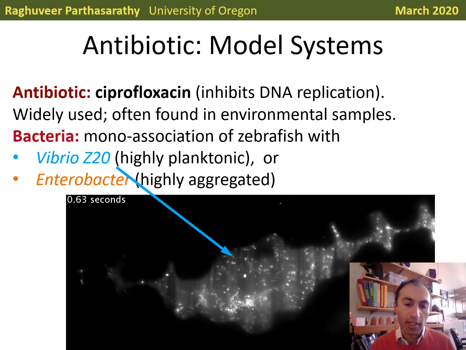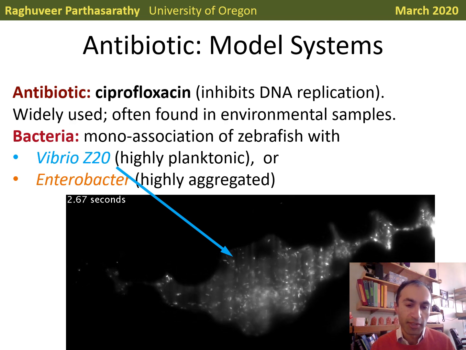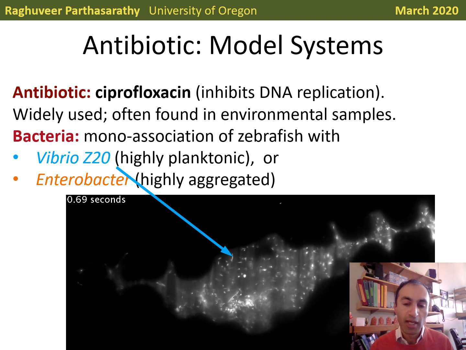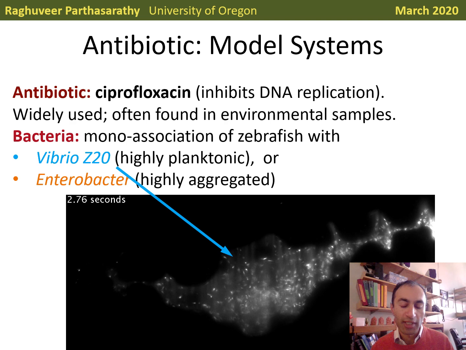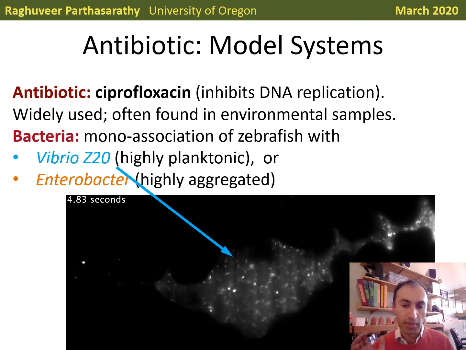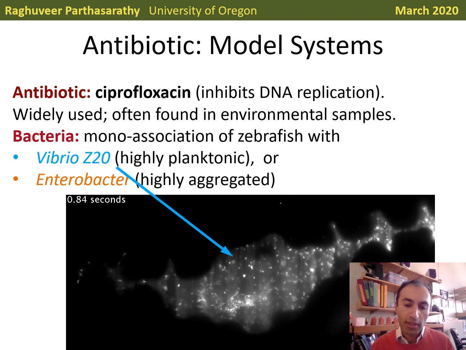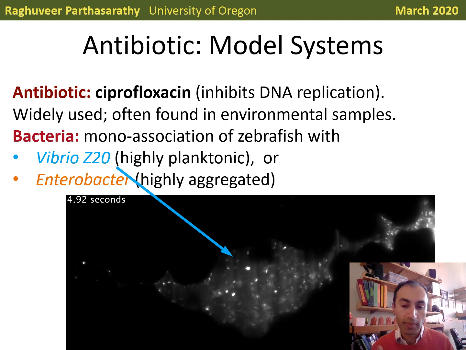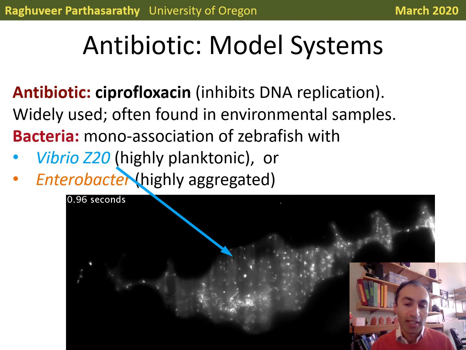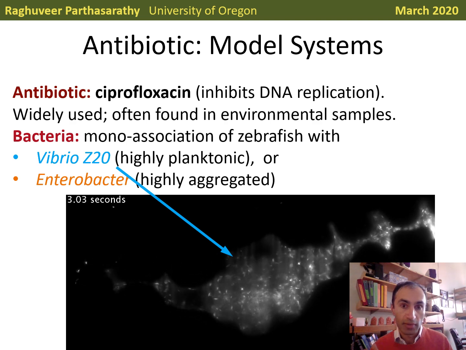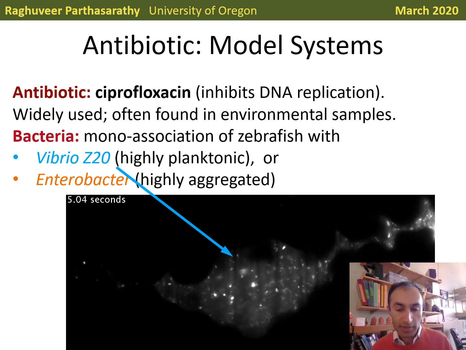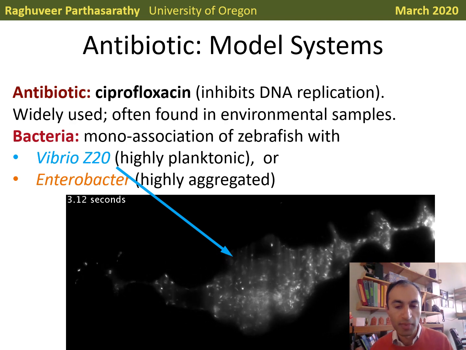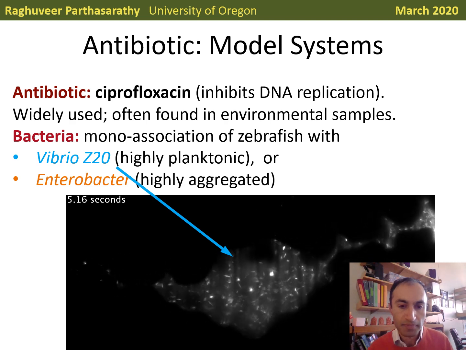The first one involves a species of zebrafish-native Vibrio, which is extremely planktonic, that is, individual and motile. Here what we're looking at is just one optical plane in real time within a zebrafish gut, and each of these little specks you see is an individual Vibrio bacterium. As you can see from the movie, they're very motile. They're zipping around like a swarm of bees within the intestine there.